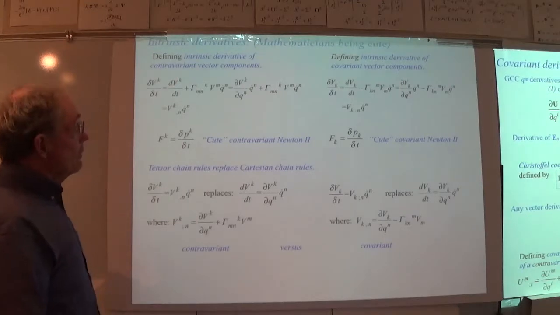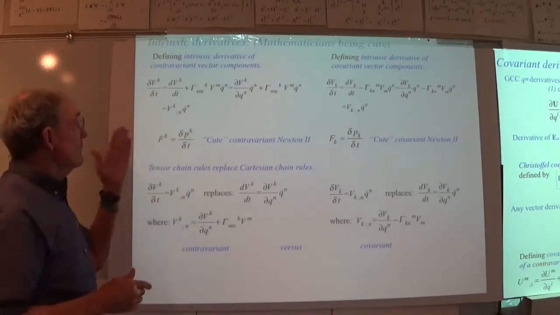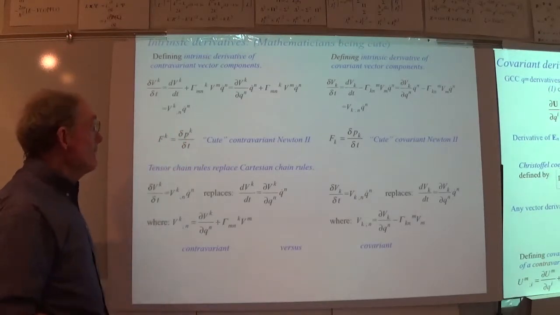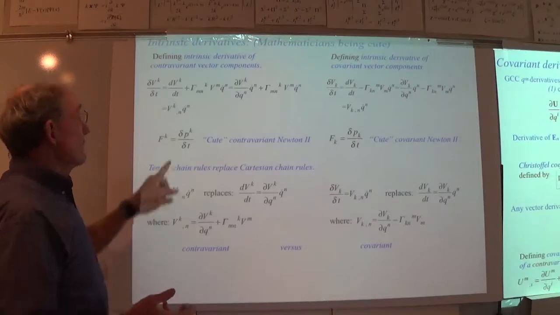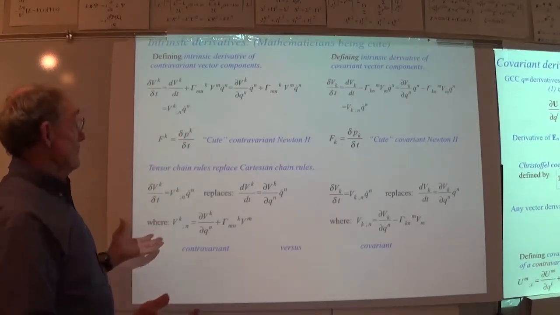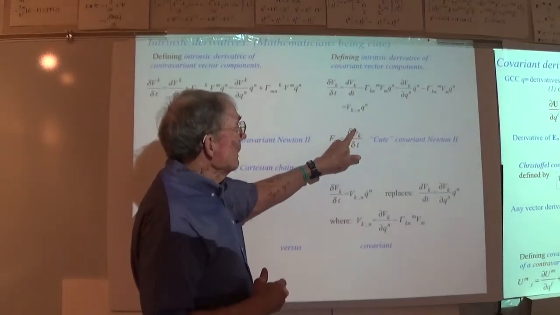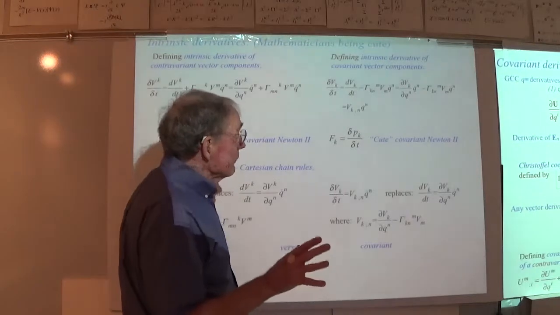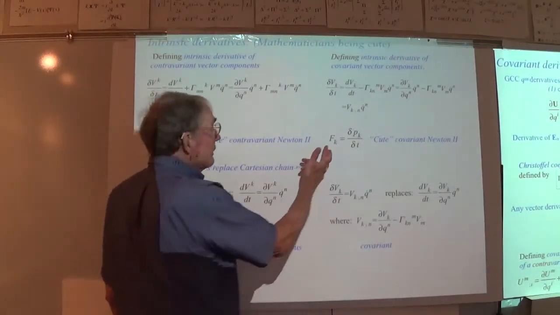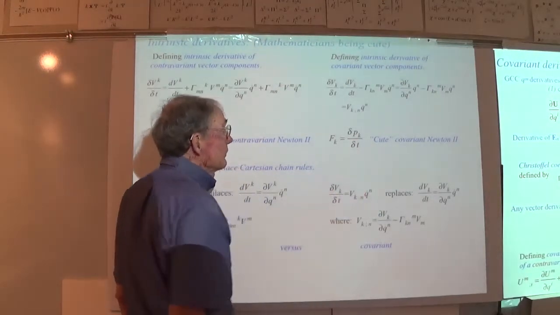Okay, so Newton 2, this is Newton 2, is just the contravariant force is equal to the intrinsic derivative of the momentum, the contravariant momentum, which you will see later turns out to be an acceleration. And this one right here, this covariant thing, that really is the canonical momentum in mechanics. So it's the covariant force that is equal to that.